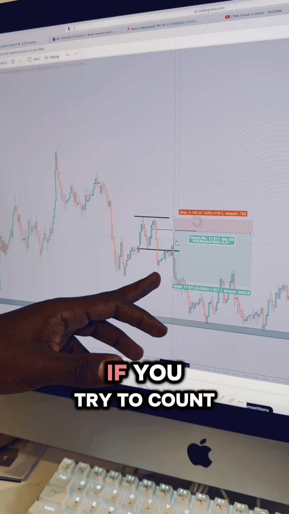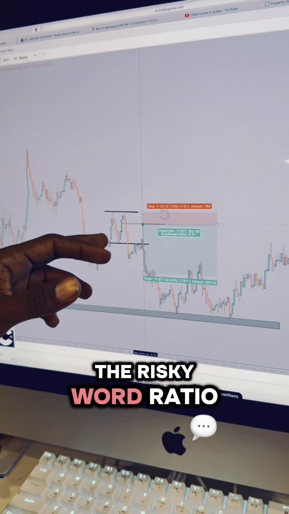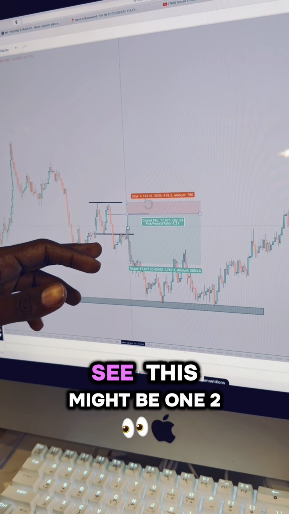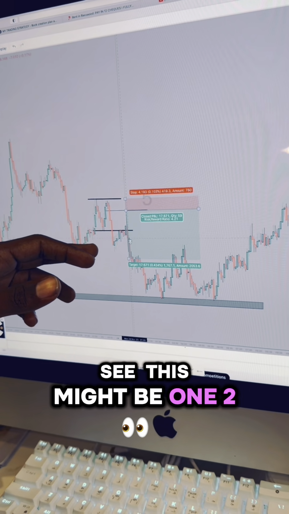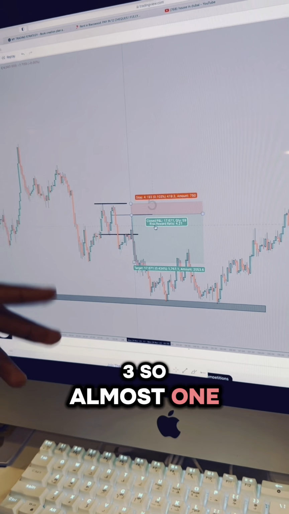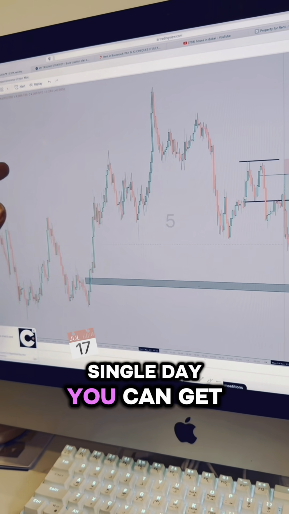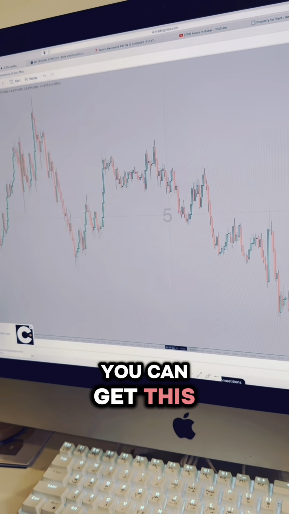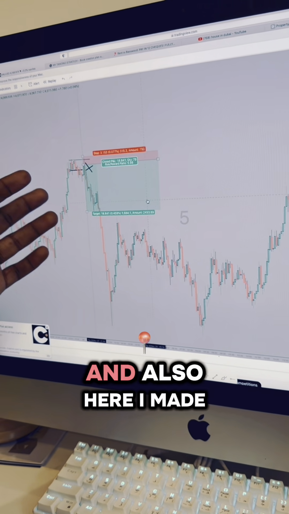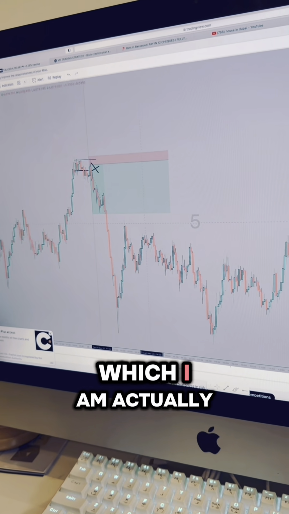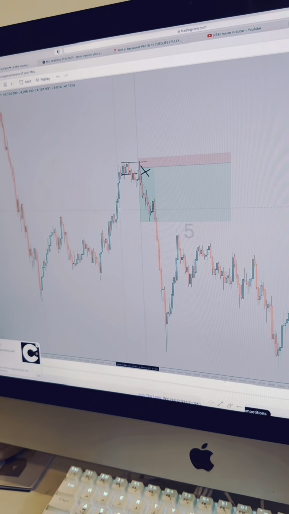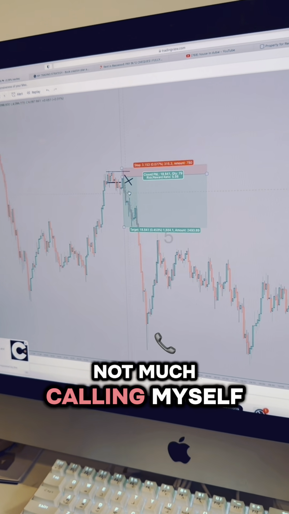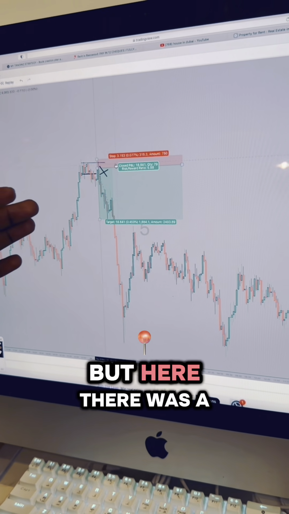If you try to count like this, the risk reward ratio is, if you see, this might be 1, 2, 3, so almost 1:4. Like every single day you can get this winning rate. And also here I made another loss, which was actually not much calling myself, like I was in a hurry, but here there was a tricky one, guys.